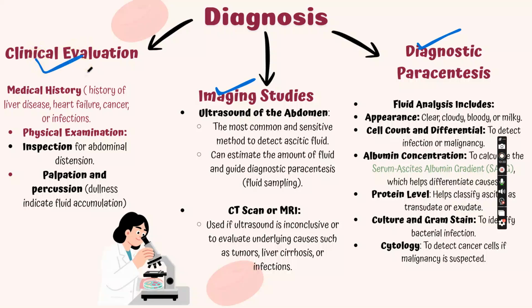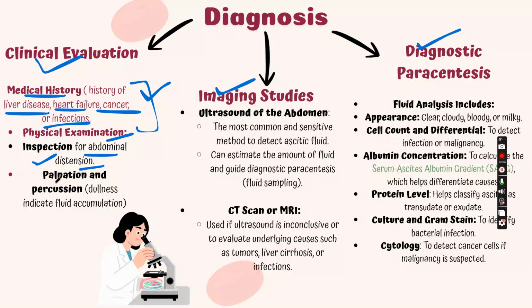In the clinical evaluation, we'll collect the patient's medical history. We'll ask, does he or she have any kind of liver disease, heart failure, cancer, or infection? So these are important to be collected. Next, there is physical examination. In physical examination, we'll first do the inspection for abdominal distension. When you lift up the patient's clothes, obviously you will see abdominal distension. You will see the patient's limbs are quite fragile, or there will be peripheral edema in the lower extremities.